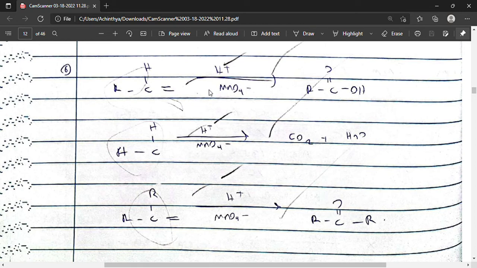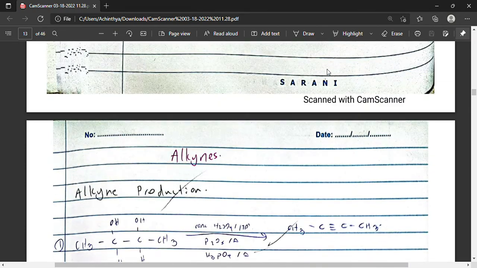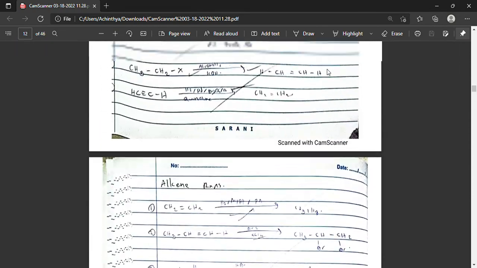While if it is an R and an H group that is attached, it will form a carboxylic acid. It oxidizes into a carboxylic acid. It goes through the aldehyde phase, but the aldehyde also oxidizes to form the carboxylic acid. And that is the chemistry of alkenes.